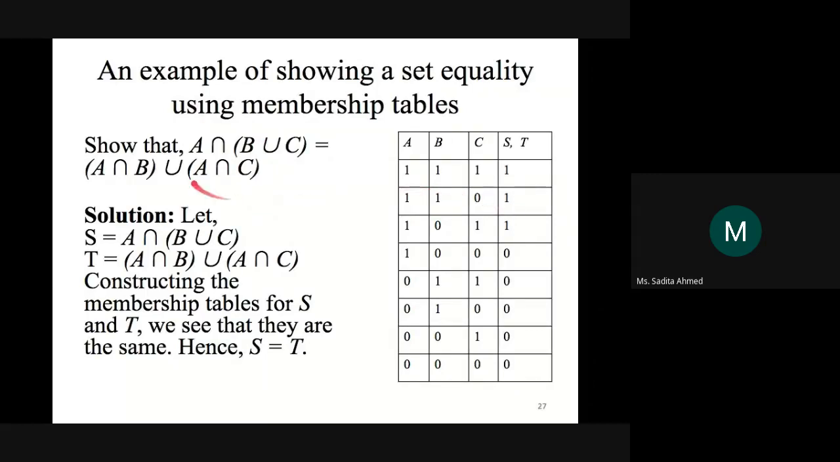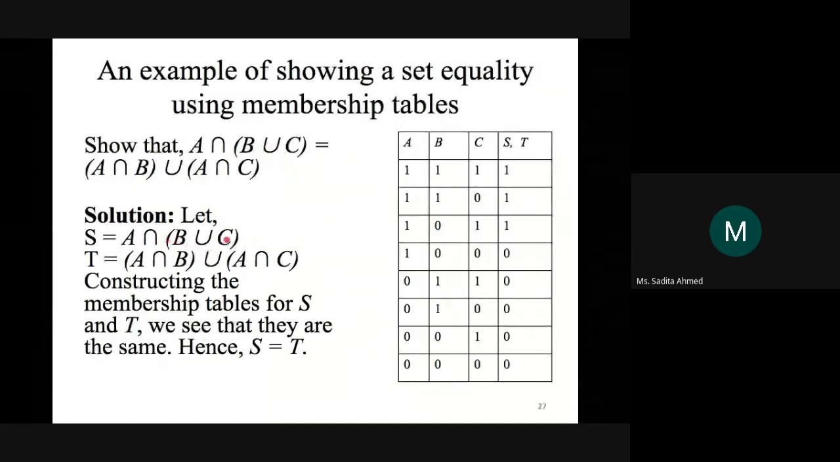So, let's represent the expression on the left-hand side with S and the one on the right-hand side with T. Okay? So in that case, let's see what happens for the first combination. For the first one, we see that the element is in A, the element is in B, the element is in C. For this scenario, what happens for the set on the left-hand side and the right-hand side? That is what we will see.